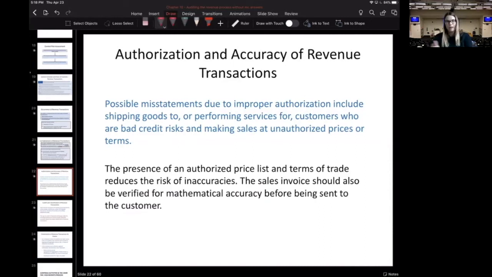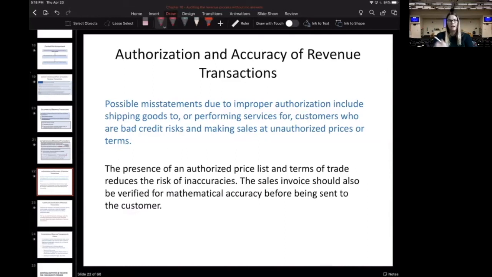Just numbers being incorrectly punched in somewhere. Like I could ship them the wrong amount of goods because I typed in their sales order incorrectly. So having things like authorized price lists can stop sales from being made at incorrect prices. Having automated systems in place can help with accuracy with quantity, right?